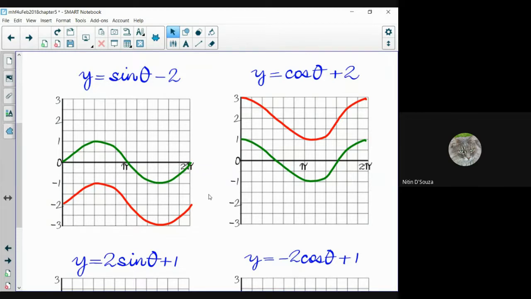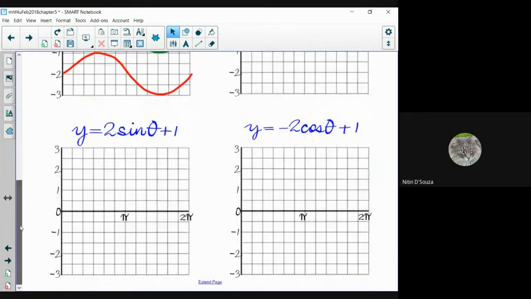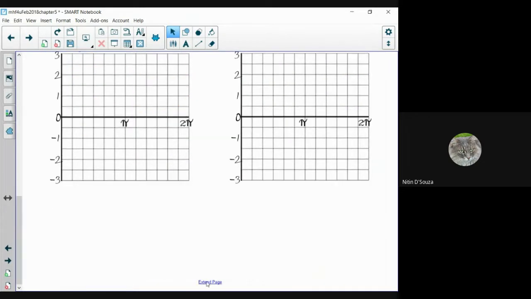The reason we focus so much on sine theta is because the vast majority of natural phenomena can be modeled by the sine graph. And everything else is just a transformation of the sine graph. Okay? So we okay with a straight translation down and a straight translation up. Now we do two at a time.